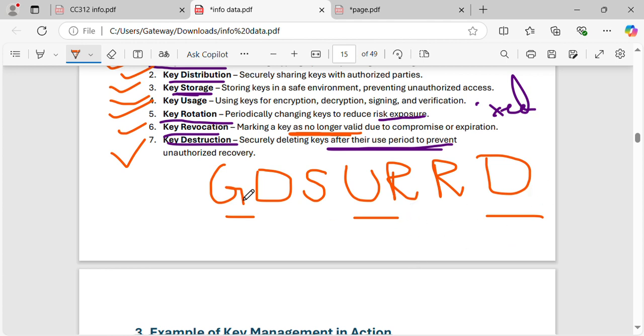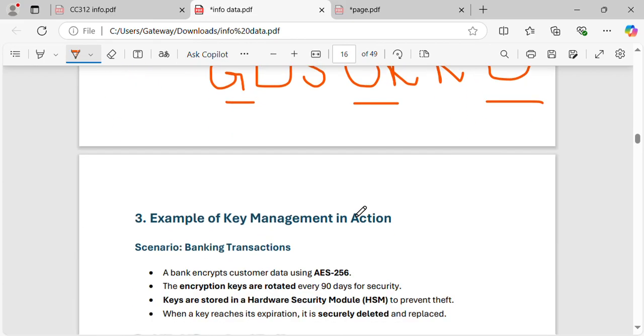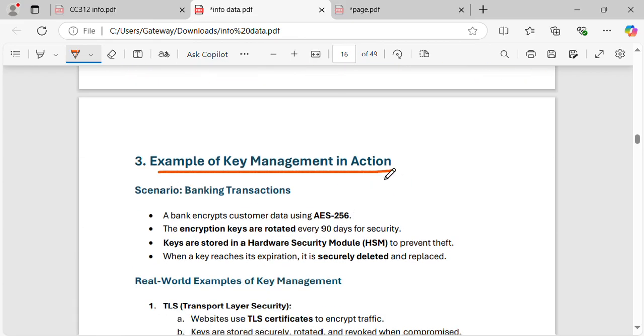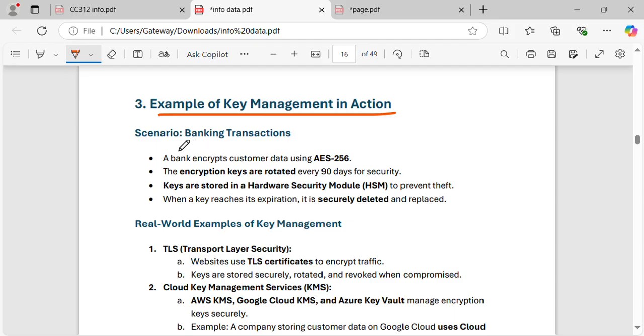So GDSURRD, right? An example of key management could be a banking transactions scenario. For example, a bank encrypts customer data using AES. The encryption keys are rotated every 90 days for security, right?